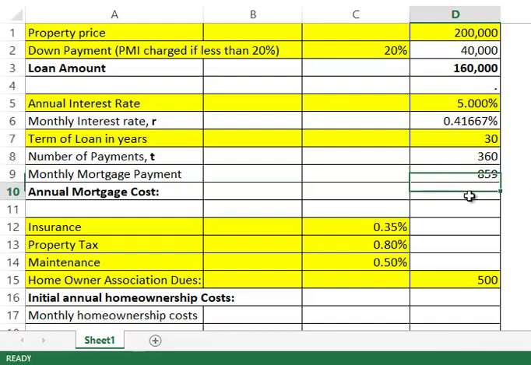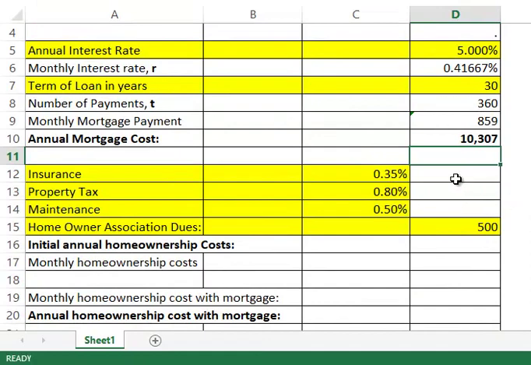Okay, and now our annual mortgage cost will be what? How do you think you could calculate that? Annual mortgage cost. So this is the monthly payment. If we had 12 of these payments, what would it be, and how would we calculate that? We can just do an equal sign and take this number here and multiply it by 12. So equals D9 star 12. Press enter. Okay, and there's our annual mortgage cost. So 12 payments basically, right?